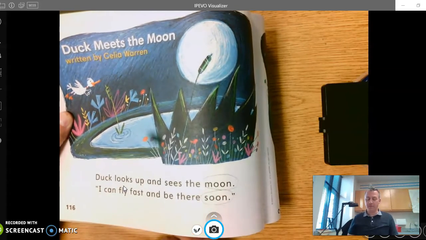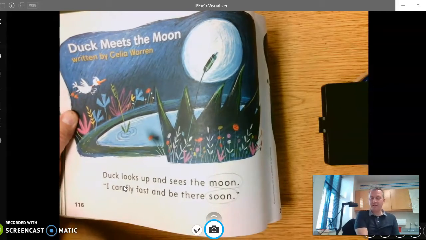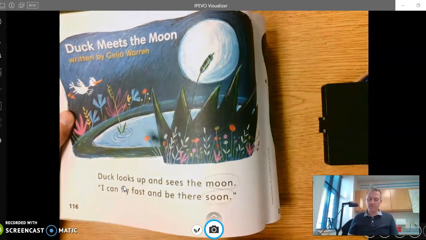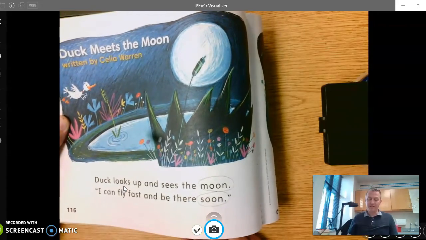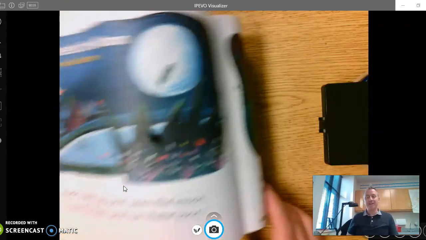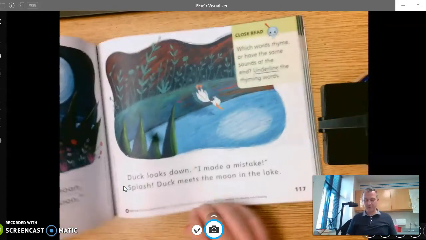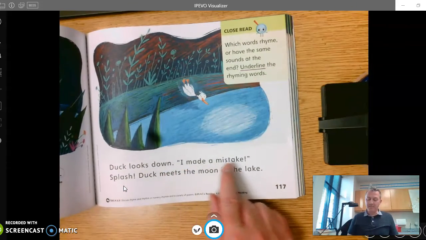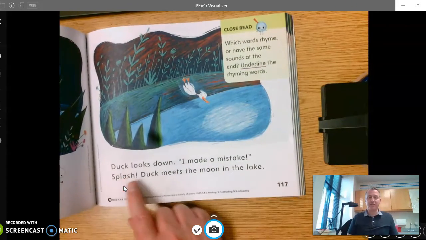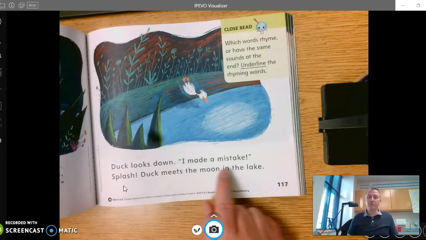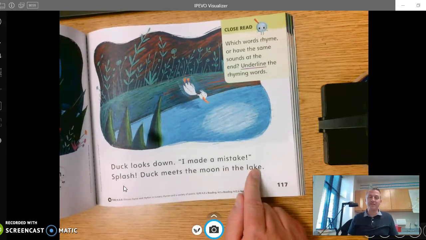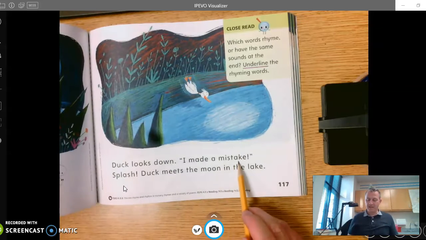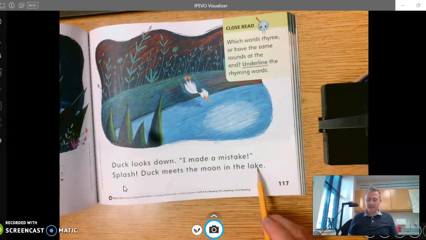All right, very good. So now I see a nice illustration of the poem. He's looking up, he's seeing the moon. He says he can fly fast and be there soon. You think he can do it? Let's keep reading. Duck looks down. I made a mistake. Splash! Duck meets the moon in the lake. Oh my goodness. So what words rhymed here? Mistake and lake. They rhyme.